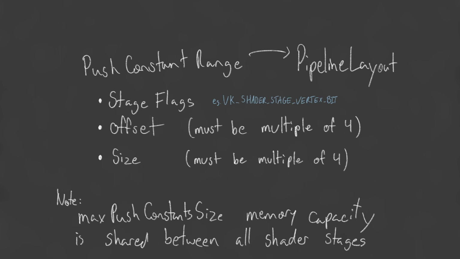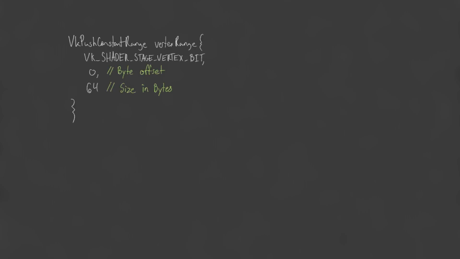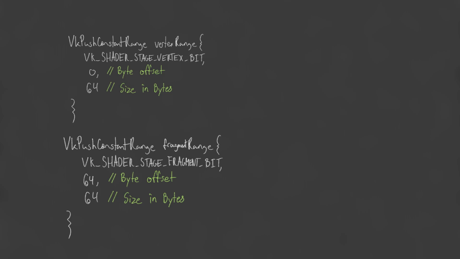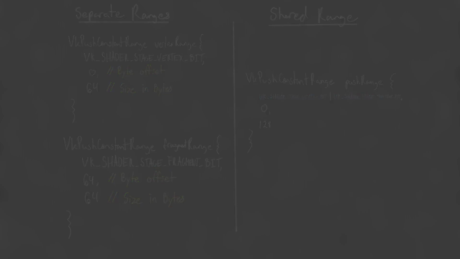The Vulkan spec only guarantees 128 bytes of space shared between all shader stages. So you could do something like create a range with the first 64 bytes for the vertex shader, and a second range with the latter 64 bytes for the fragment shader. But unless you have a reason to specifically do so, I find it much more straightforward to use one shared push constant range for all shader stages.